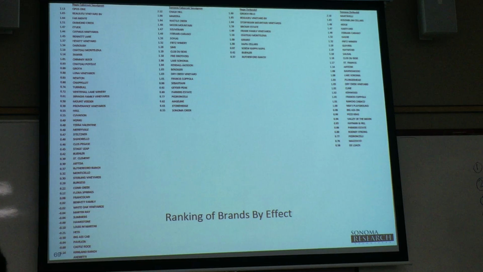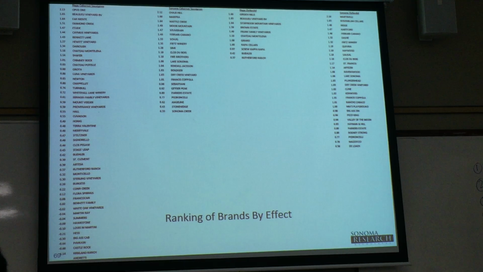For those of you that have binoculars, these are the dummy coefficients just ranked by size for each of the 4 segments. Would it surprise you that the biggest coefficient of brand, the biggest brand effect, is Opus One? If you know wine, you know Opus One has an awesome brand. No one's going to be surprised by that.